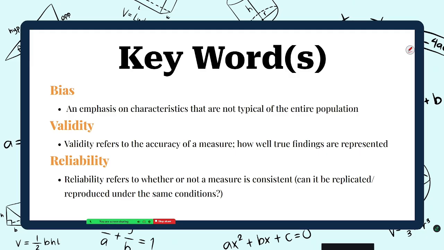Bias is an emphasis on characteristics that are not typical of the entire population. We're really trying to pump one thing. That's a bias. Validity refers to the accuracy of a measure. Remember how well true findings are represented. And reliability refers to whether or not a measure is consistent. Can it be replicated? Can it be reproduced under the same conditions?